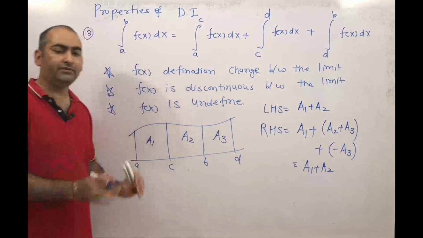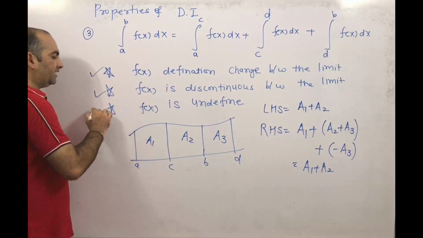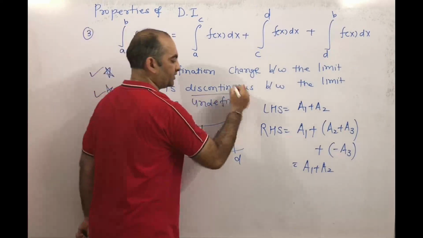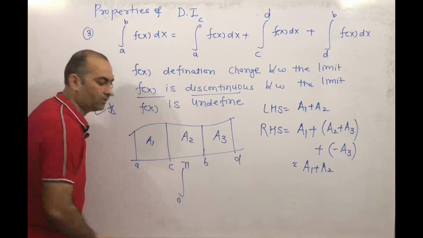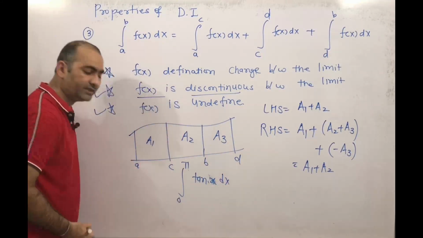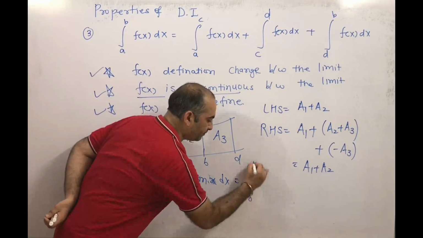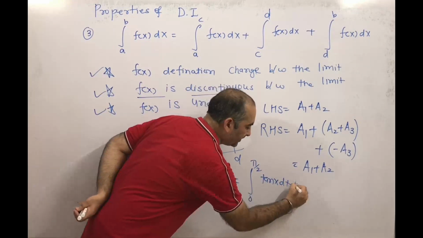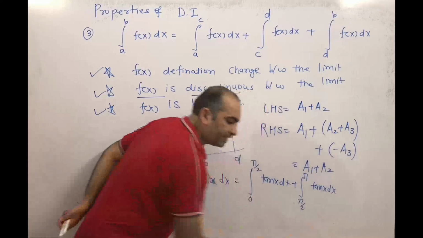So if you use this property, this is correct, but mainly if these 3 things are there, then we will use the property. We will discuss them one by one. If f(x) is discontinuous, first I will discuss: if I have integration 0 to pi tan x dx, we know that tan x is discontinuous at pi by 2. So to integrate this, what will you do? 0 to pi by 2 tan x dx plus pi by 2 to pi tan x dx. So like that we can separate.